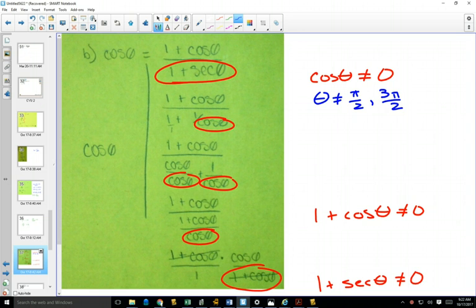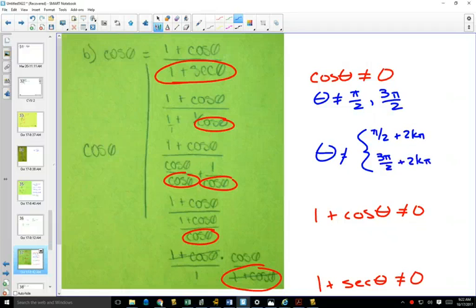So if we want to say all of the solutions, we can take theta can't equal pi over 2 plus 2k pi and write our general solution. This is one where you could have just done pi over 2 plus k pi because they're halfway around the circle, but this would be fine.